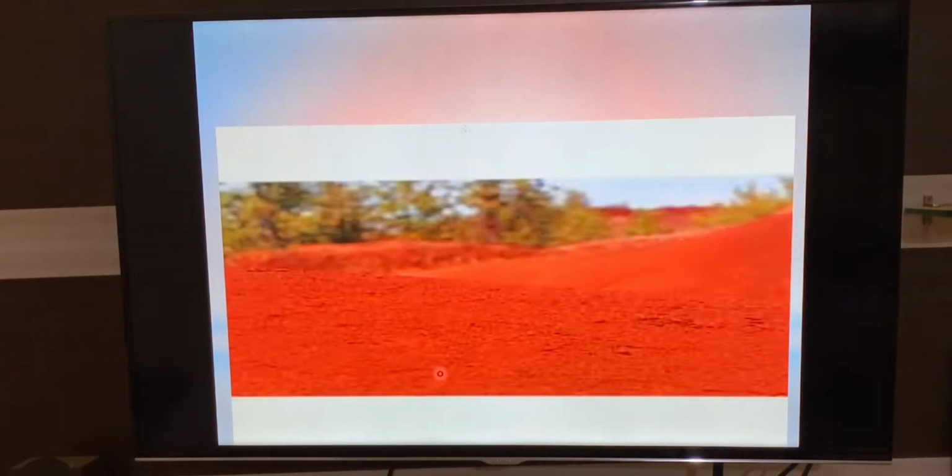Next, see the soil, children. The soil color is red. So next we will be learning about red soil.